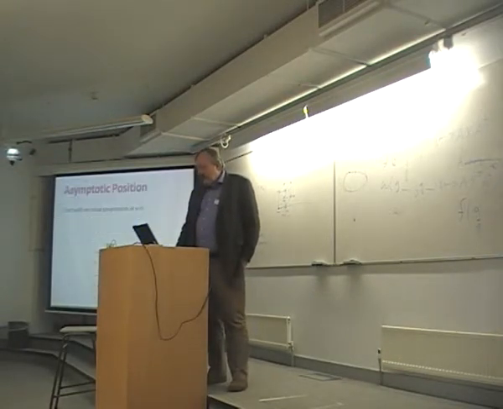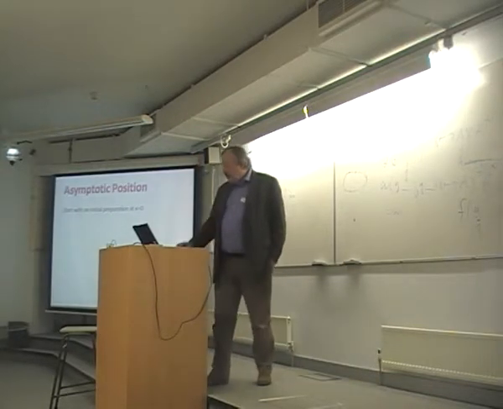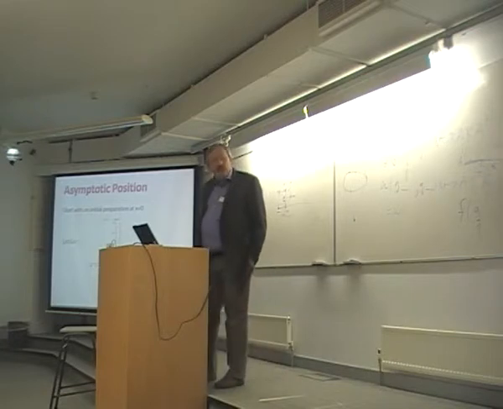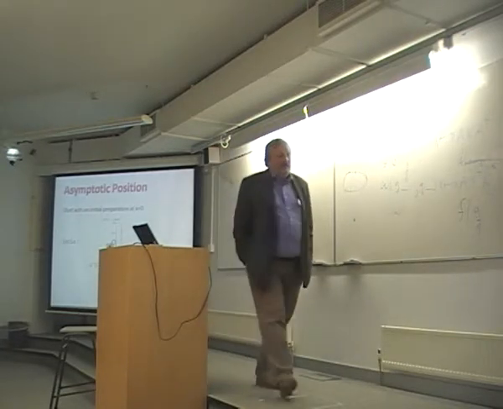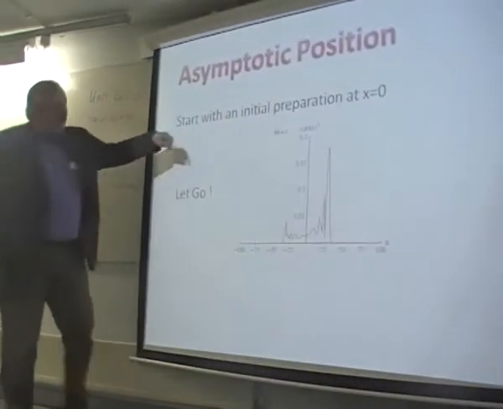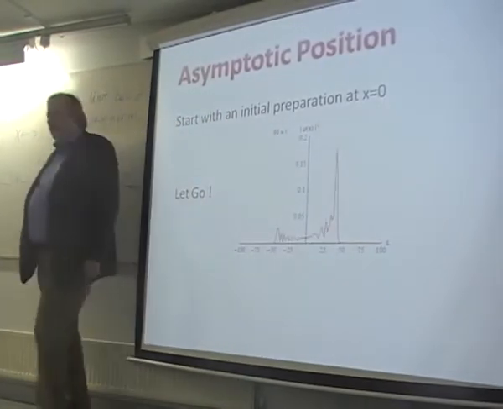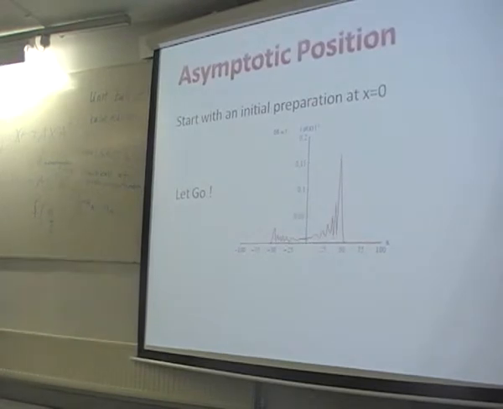Okay, so what is asymptotic position? We started with the preparation, let's say, at x equals 0, and then we just let go. So this is a simple run. Well, we plot psi absolute square with an initial wave function that is peaked at the origin, and you see these two peaks running off to infinity somehow.